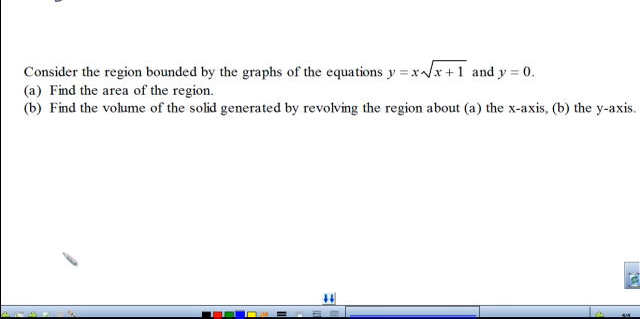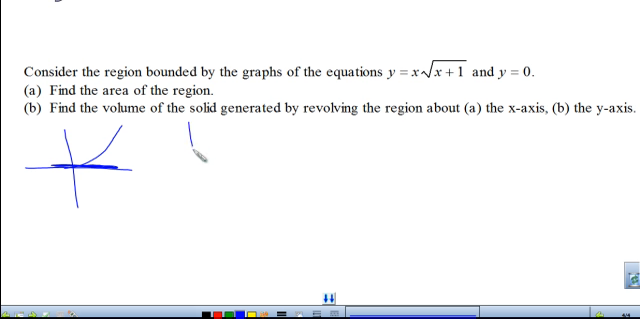Next problem says consider the region bounded by the graph of the equation y equals x square root of x plus 1 and y equals 0. So if you graph this using your calculator, you end up with something like this. And y equals 0. So then you go, well, there's no area bounded. So this is where you need to be careful when you graph it using the calculator.